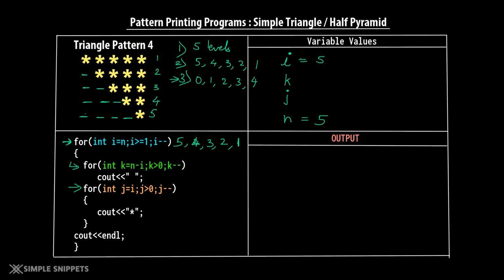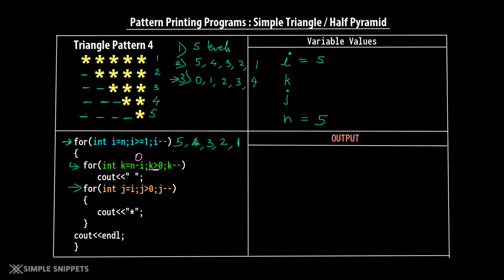So we say int k is equal to n minus 1. What is n? N is 5. What is I? We started with 5. So 5 minus 5 is 0. Let me use another color. So 5 minus 5 initially is going to be obviously 0. The condition here is k greater than 0.